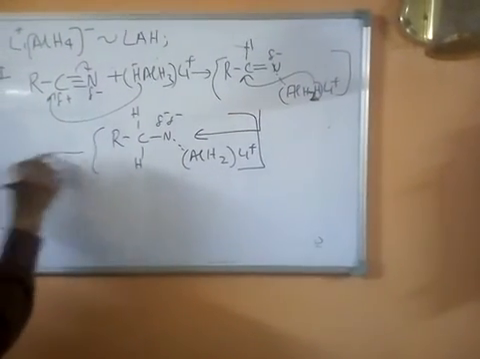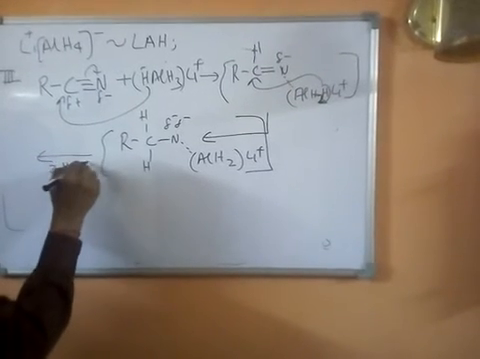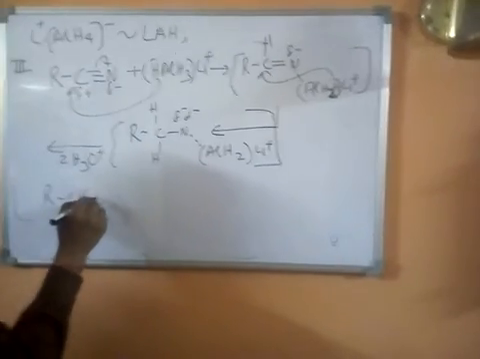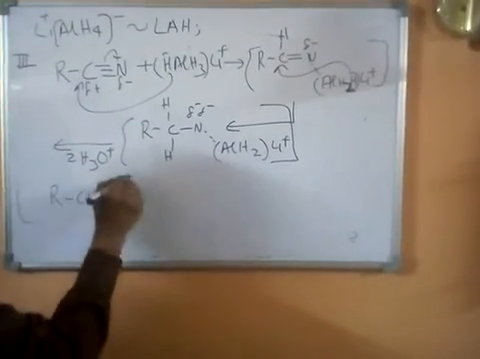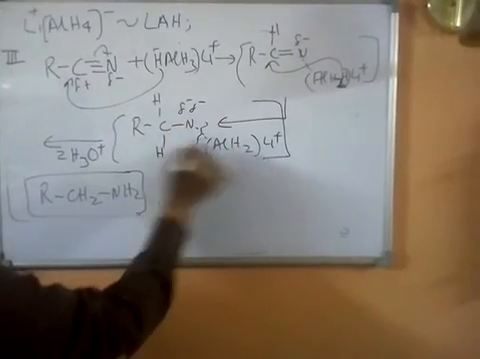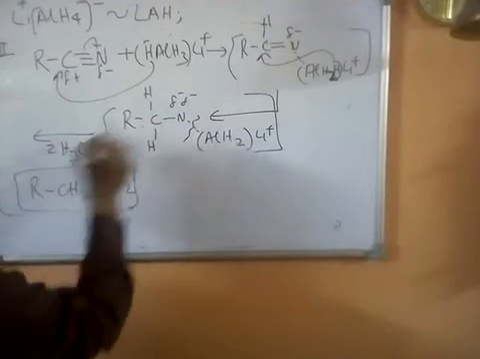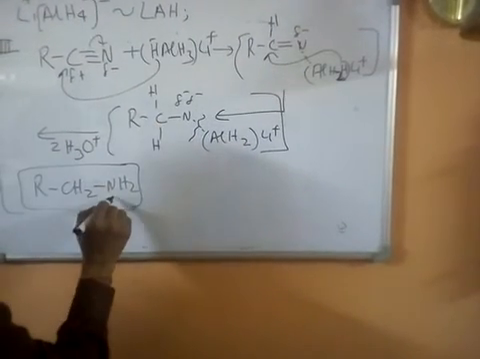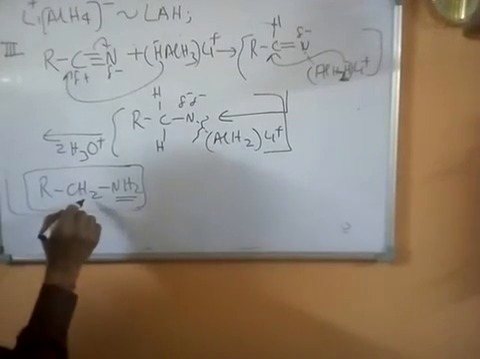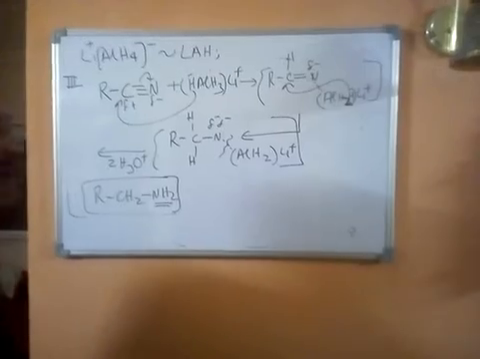and this undergoes protonation to finally release RCH2NH2, which is the primary amine, and this bond then breaks up. Upon protonation, the nitrogen picks up 2 protons, forming the NH2, while this carbon has already been reduced to CH2. So this is the brief mechanism for the reduction of nitrile.